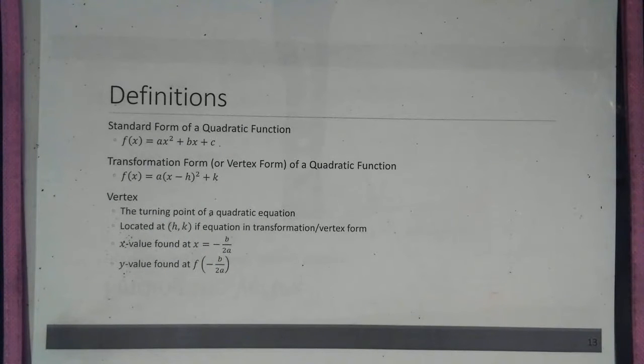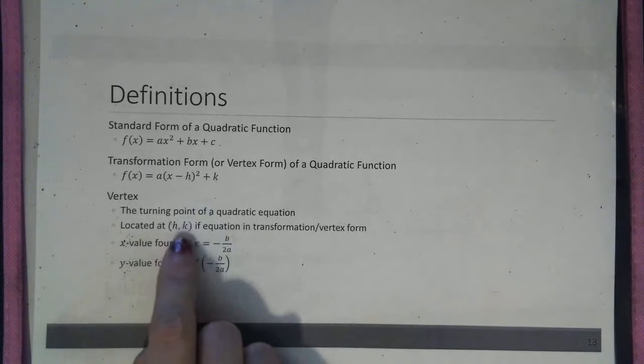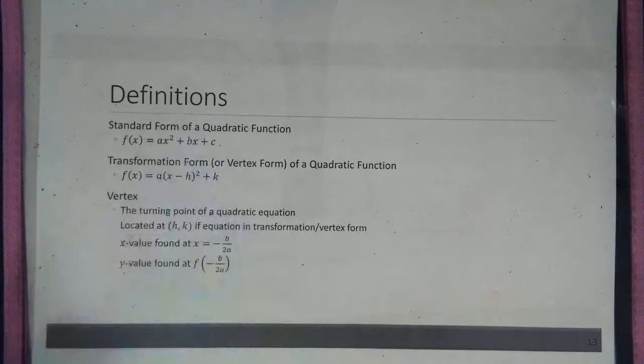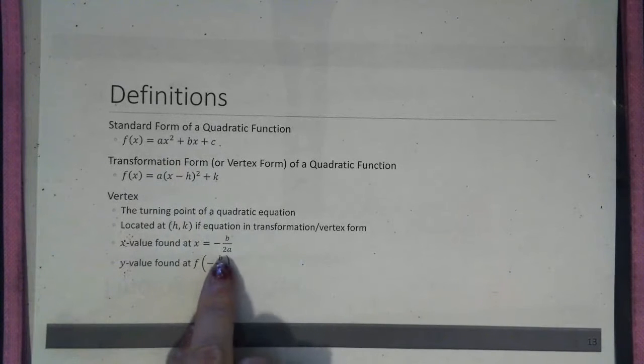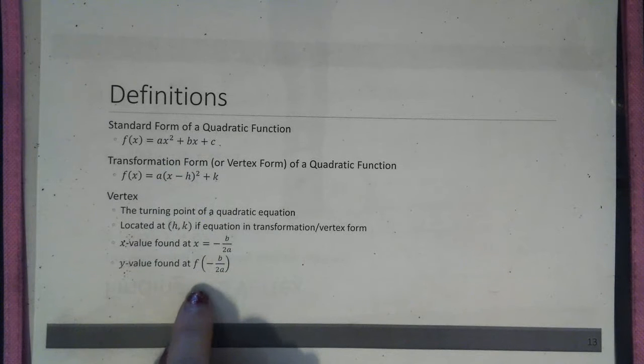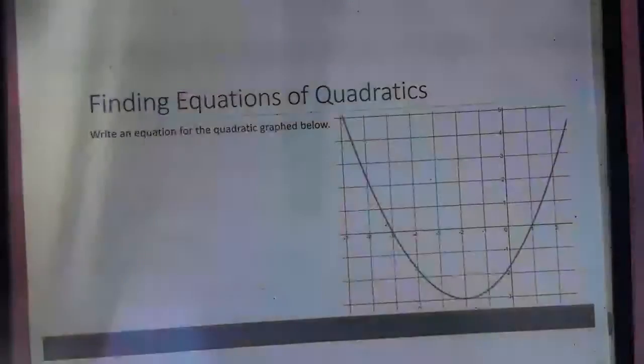To find the vertex when we are in standard form, the x value is at negative b over 2a, and the y value is found by plugging that x value back into the function, so that the y value will be at f of negative b over 2a. So we're going to start by finding the vertex of a quadratic function.